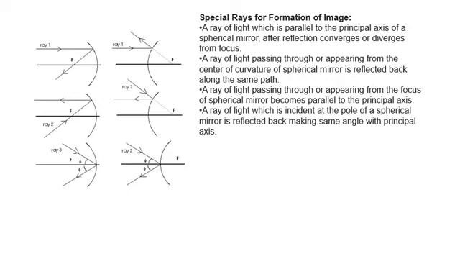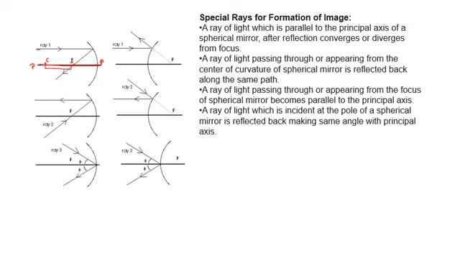So the first rule says that whenever the ray is parallel to the principal axis, I hope that you know what is the principal axis. This line is the principal axis, okay, and here is a pole, and here is a focus, and if you want we can draw one over here, that is the center of curvature, right?